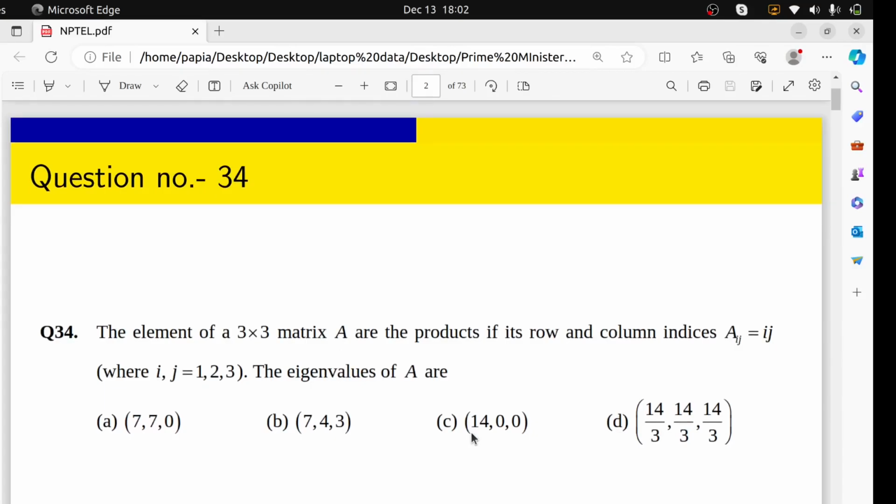So this is the first question. Can you see the screen? Yes, right? The screen is visible? Okay.